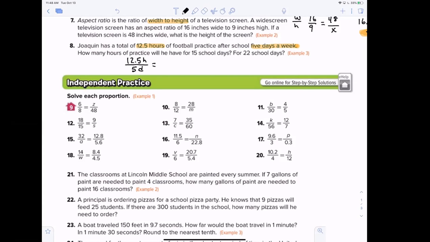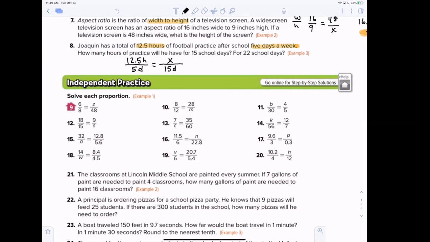All right, so now what? How many do we have for 15 school days? So where does the 15 go? Oh, it's on the other side. Yes, but on the top or the bottom? Oh, on the bottom. Why? Because it's days. Yay, 15 days on the bottom. Hurry up. All right, now you put an X on the top.